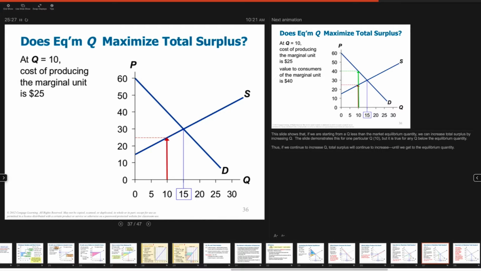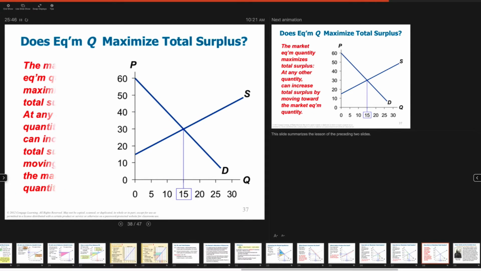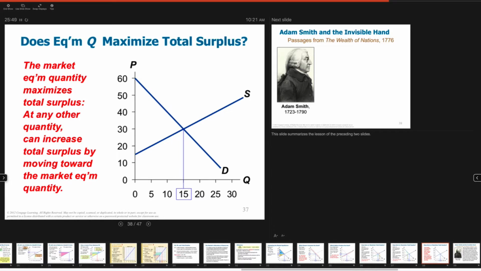All right. So let's look at a lower quantity. Here, we're not producing as much as consumers would demand, right? And so we're losing all of this total surplus there. This will make more sense in actual practice. Bottom line, equilibrium equals maximized total surplus.